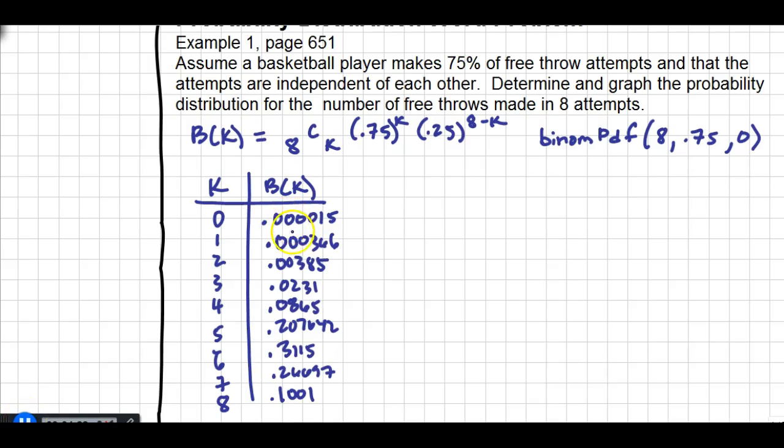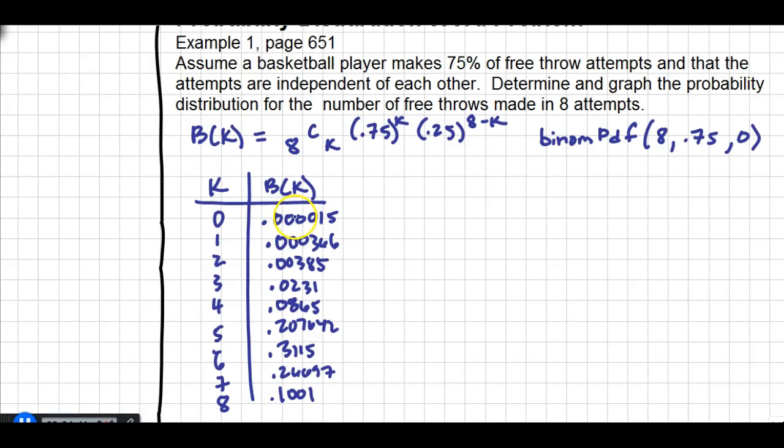So I've gone ahead and I've calculated all of those, and I've put them all in my table. Clearly we can see that the highest number of attempts is going to be 6, because 6 out of 8 is 75%. So that would be the highest percentage that we would expect to get. Now you're going to go ahead and graph all of those.